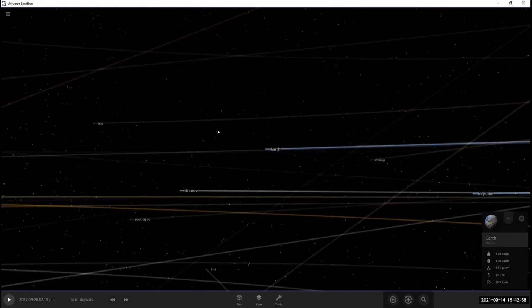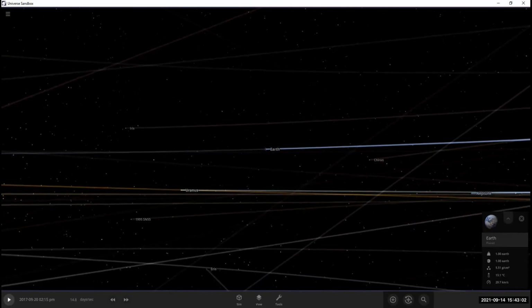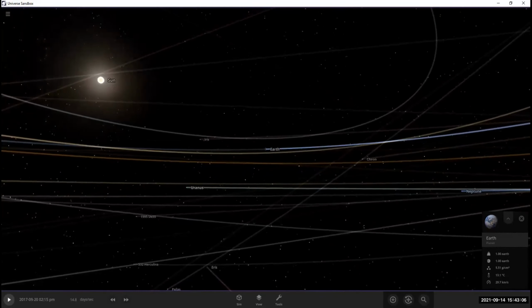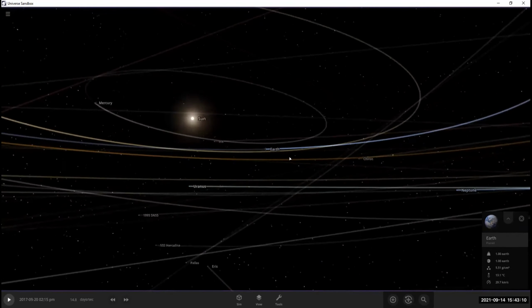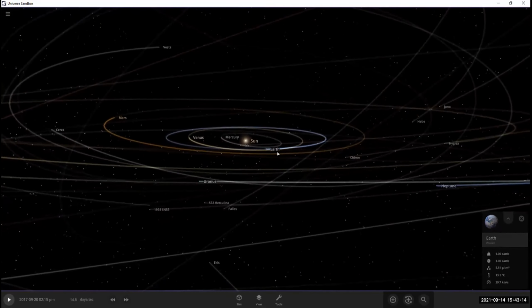Then, of course, comes Mars. If I can find Mars. It's probably on the other side. Come on. Here is Mars. Mars is teaching us a lot about the solar system too.